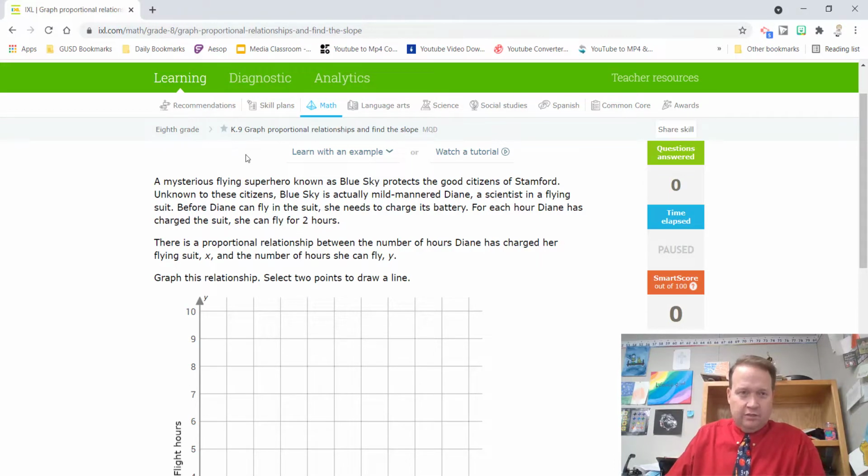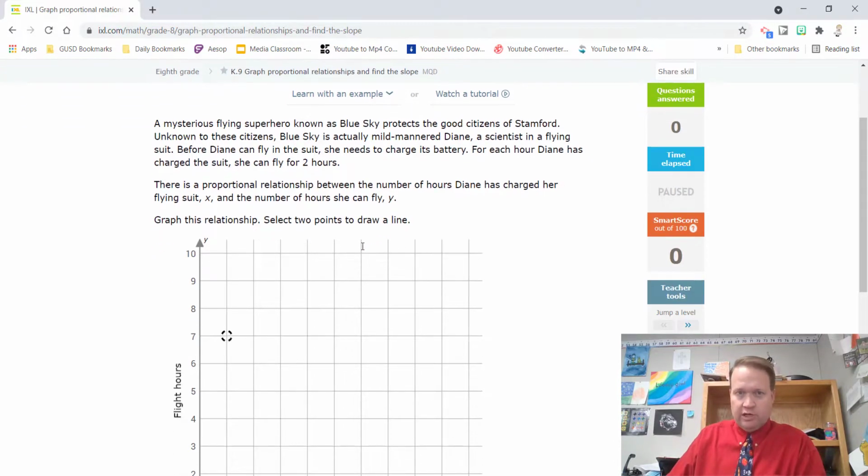We're on IXL K9. I'm going to give you a quick couple of hints. We're going to do a few of these problems. Hopefully you'll be able to get in and finish it if it's a missing assignment for you. Let's take a look at the first question.